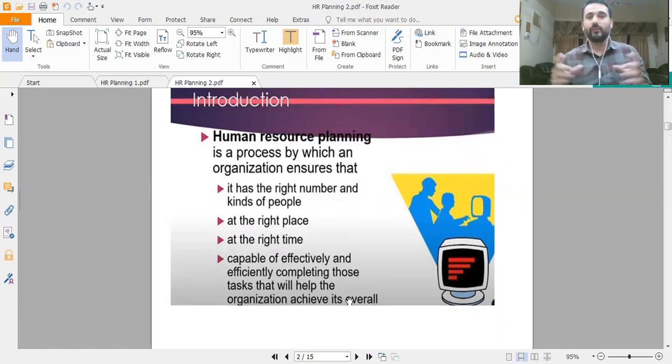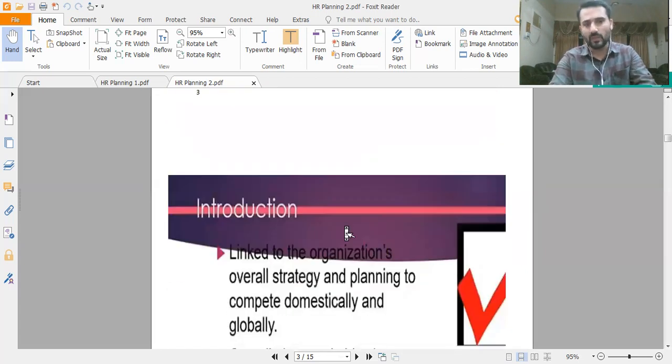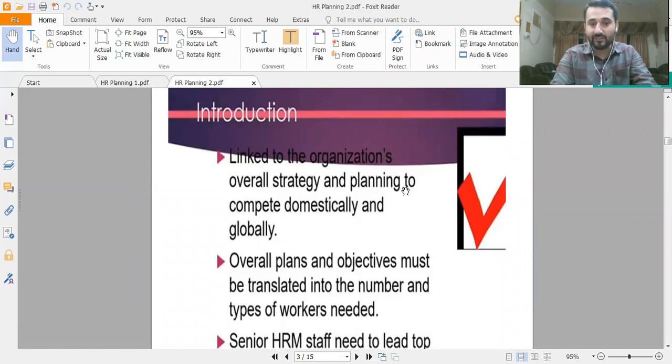Definitely every organization, whether you talk about manufacturing organizations or services, for example education or healthcare providing organizations, or modern IT related organizations, in the end has to fulfill its organizational goal. So HR planning plays a vital role to get an organization to achieve its benchmark. So right people at the right place and right time has to be managed by the HR manager. This is part and parcel of the planning phase of HR, linked to the organization's overall strategy and planning to compete domestically and globally.